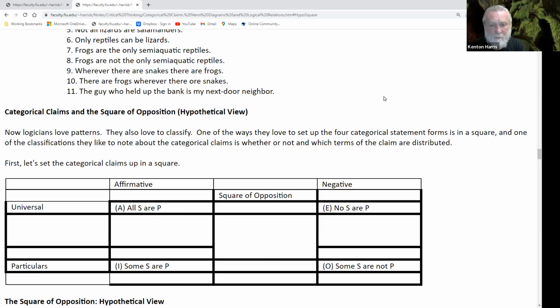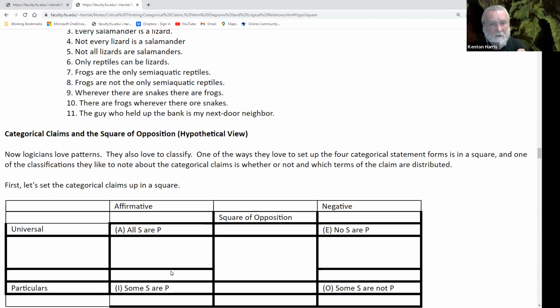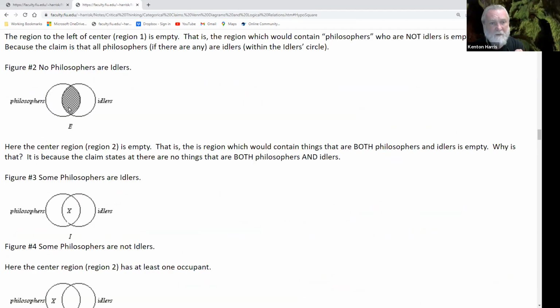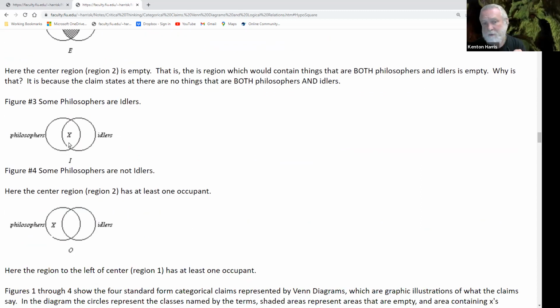So on this hypothetical square of opposition, the logical relationship of contradiction occurs between the A claim and the O claim. But notice, the same relationship occurs between the E claim and the I claim, right? Because the E claim is saying this middle region is empty. The I claim is saying this region has membership. Well, either it's shaded or it's an X, but it can't be both.